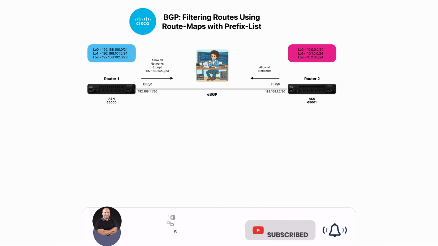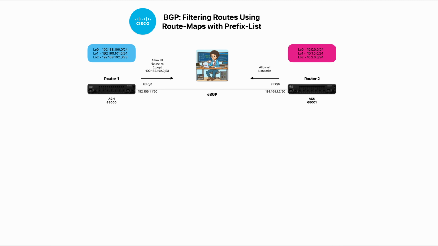So today we're going to be talking about filtering routes using route maps with Prefix-Lists. Before we get into the lab, let's get inside the details and the benefits it provides to your network.